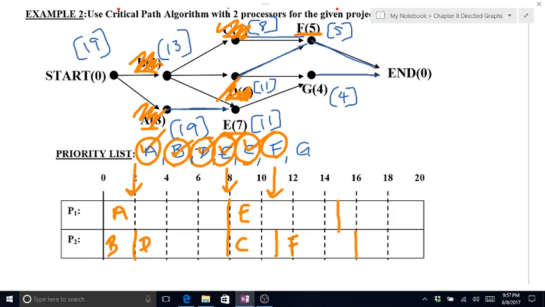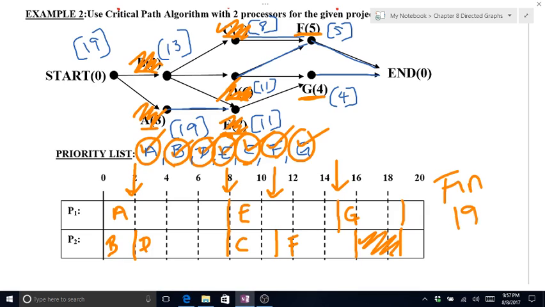At the end of 15 minutes, E is now finished, which now makes G eligible. So I can schedule G now, and that takes 4 minutes. That takes me to 19. Everything is scheduled, so we idle here, and my finishing time is 19 minutes. Now let's see, 19 minutes and 19 minutes.